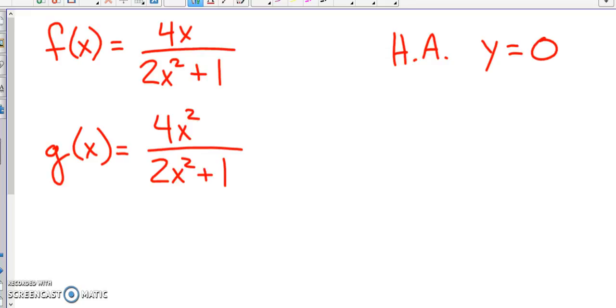So what can you tell me about this one? All right, so the degrees are the same. And if the degrees are the same, I'd end up with y equals, so the leading coefficient in the numerator is 4, and the leading coefficient in the denominator is 2. So 4 divided by 2 would be 2.